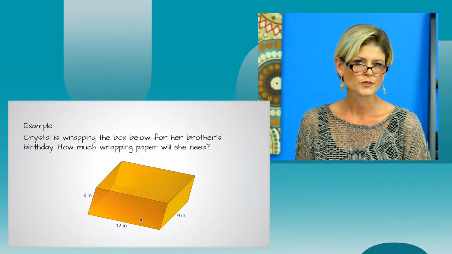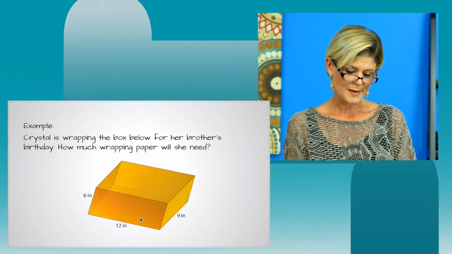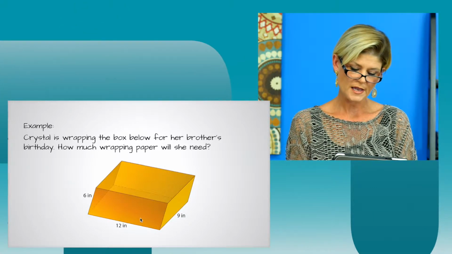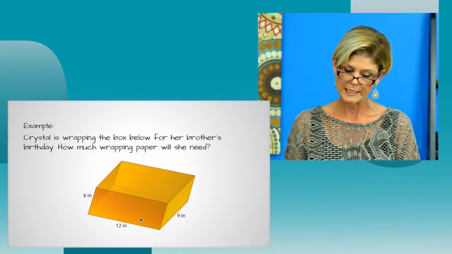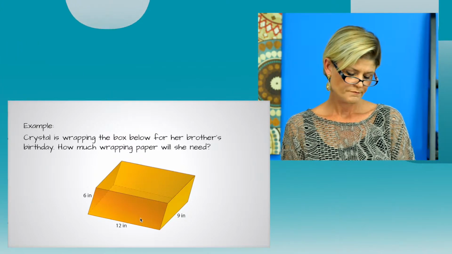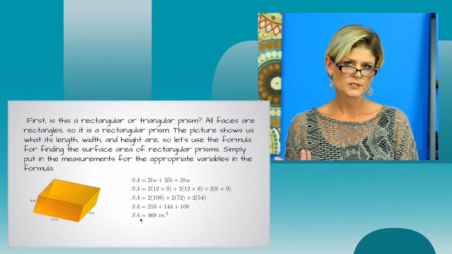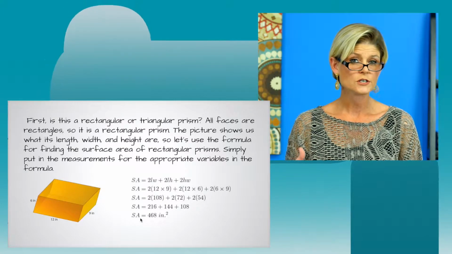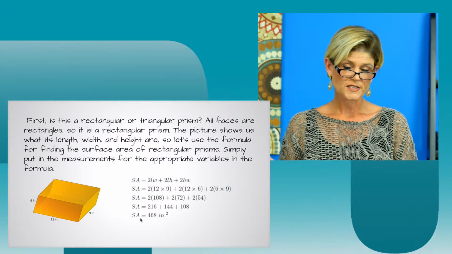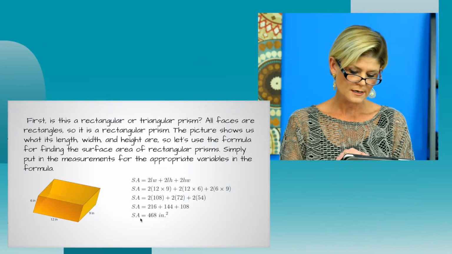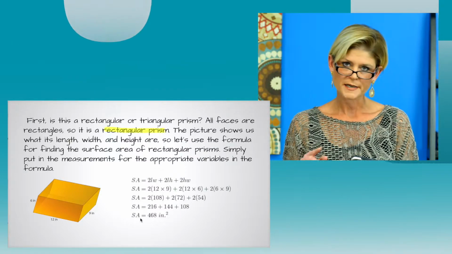All right, here's a real world example. Crystal is wrapping the box below for her brother's birthday. How much wrapping paper will she need? Take a look. The first thing we want to do is identify whether this is a rectangular or triangular prism. All faces are rectangles, so it's going to be, you got it, a rectangular prism.